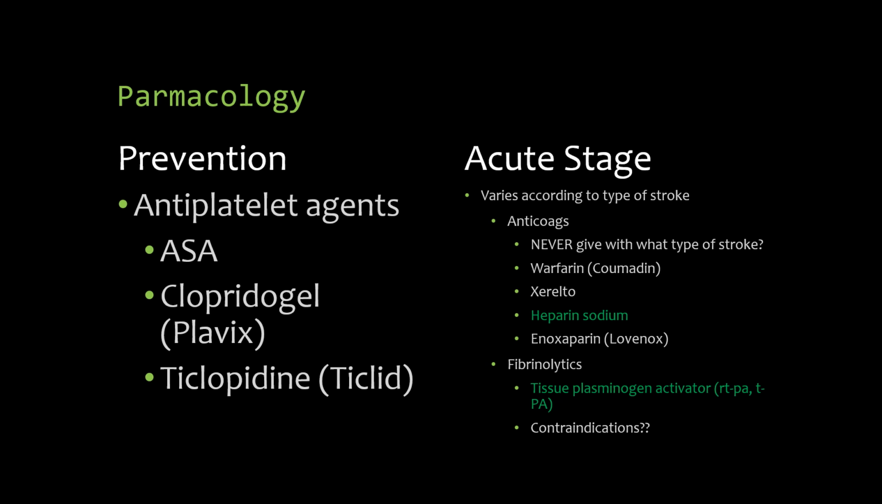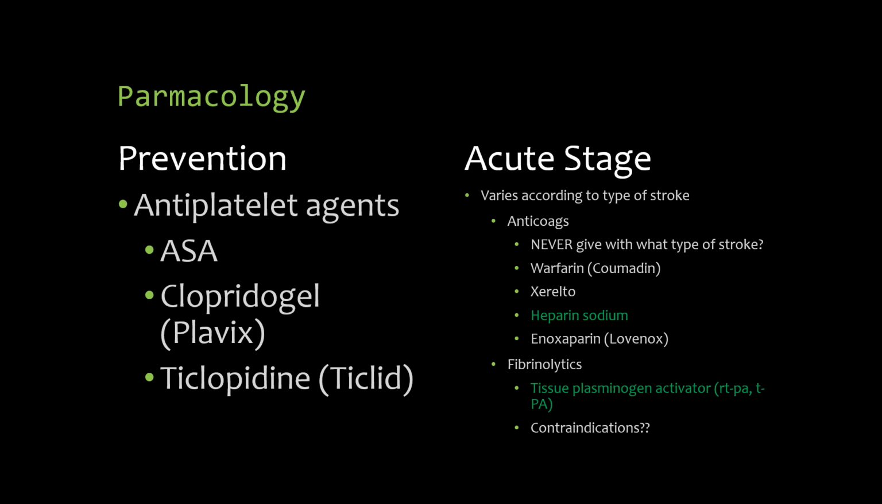Now, if a client is in an acute stage, which means they're actively having a stroke and we're trying to help them, we need to think about, one, what can we never give? Why don't we want to give anticoagulants or fibrinolytics with a certain type of stroke? And let me help you, that is hemorrhagic. If they are already bleeding, we don't want to cause more harm.